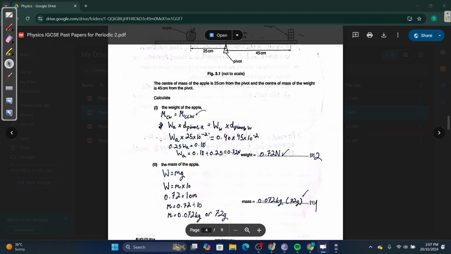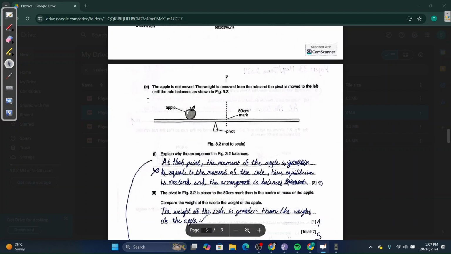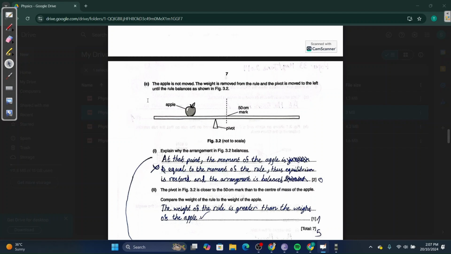Part (i), the mass of the apple. So again, I'm gonna skip this because you find the weight of the apple, W equals mg, and you substitute. I did it 3 times. The apple is not moved. The weight is removed from the rule. And the pivot is moved to the left until the rule balances as shown in figure 3.2. Explain why the arrangement of figure 3.2 balances.